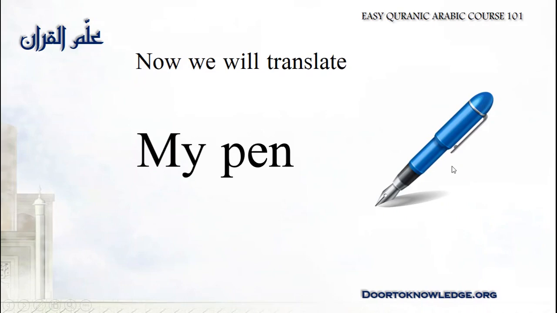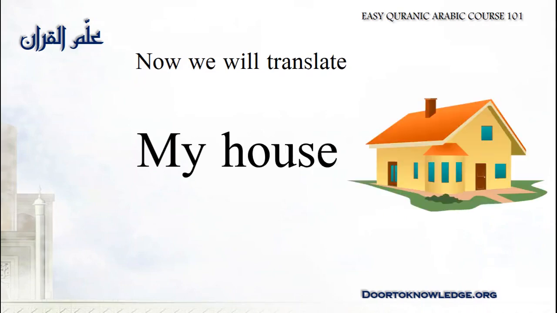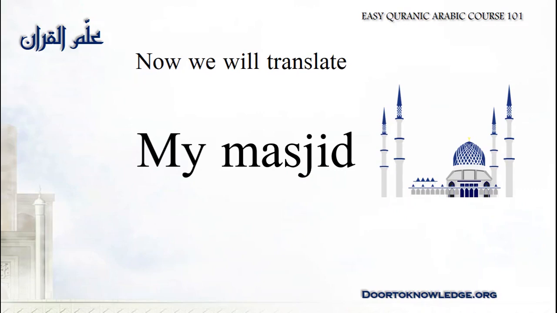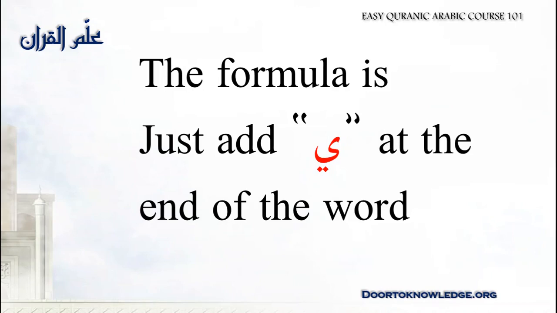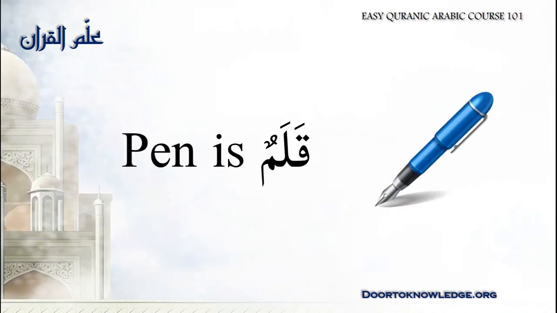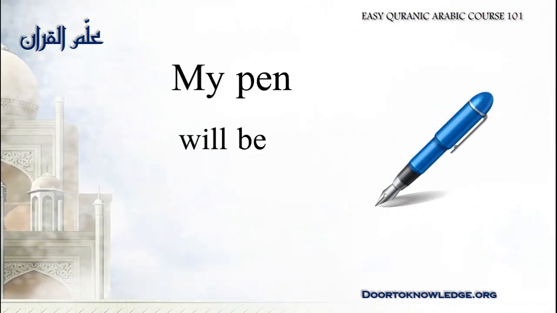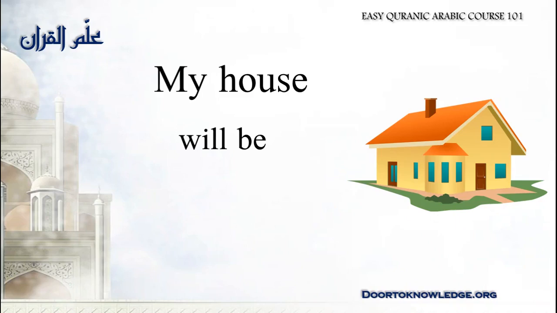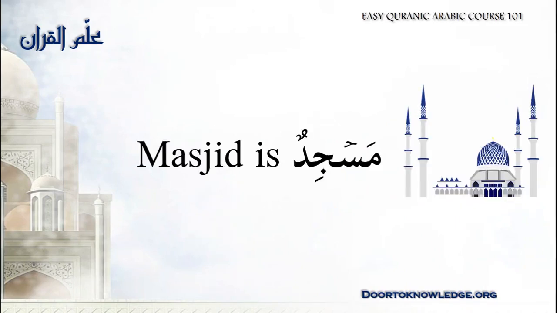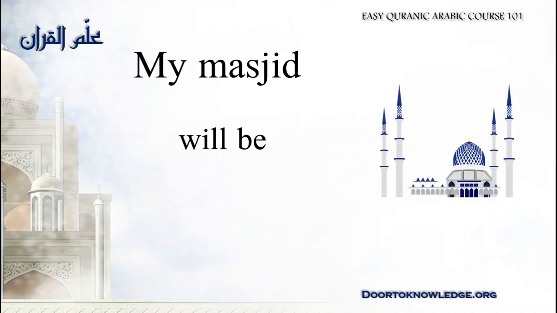So now we will translate my pen, my house, my masjid. And you know the formula. Just add ya at the end of the word. So pen is qalamun. My pen will be qalami. House is baytun. My house will be bayti. Masjid is masjidun. My masjid will be masjidi.